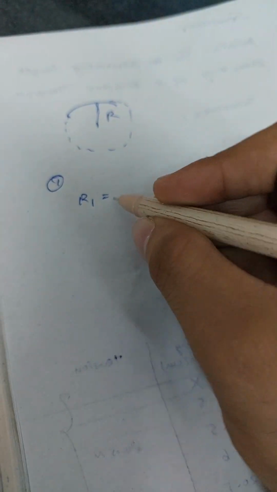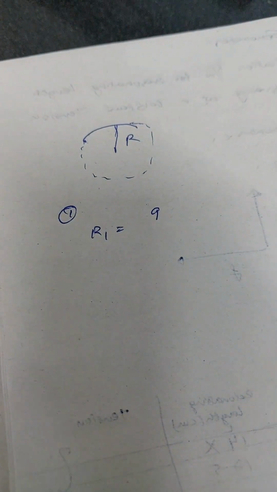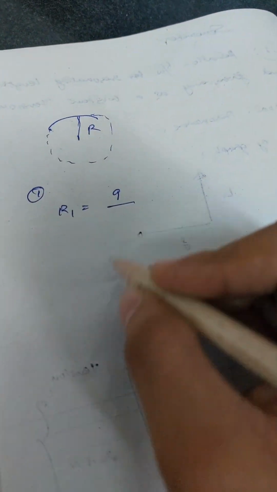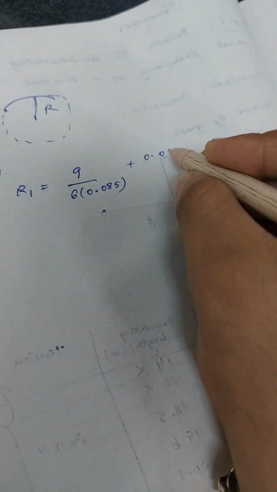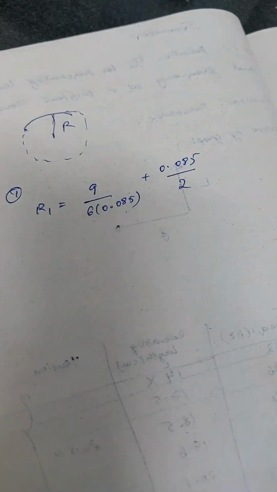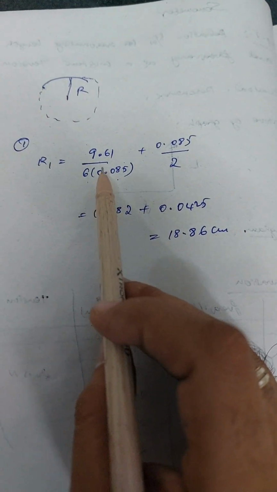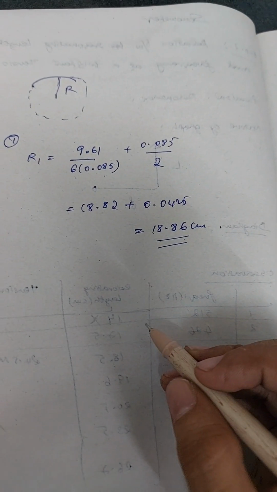So let's do the calculation for that. For R1, L is 3 centimeter. I measured the distance between the legs, and it's around 3 centimeter. Actually it's 3.1, 3.2, so you have to measure it perfectly. So 9 divided by 6 into 0.085, plus 0.085 by 2, because the formula is L square by 6h plus h by 2. Actually the L value came out to be 3.1, so L square is 9.61 square centimeters. I have substituted everything, and this is the radius of curvature of the lens.